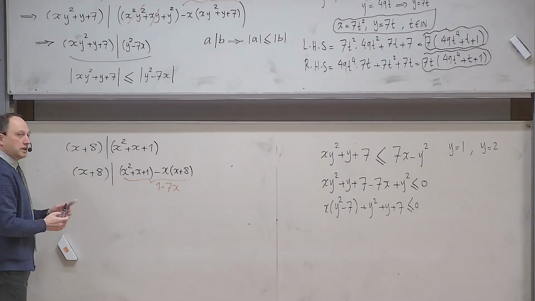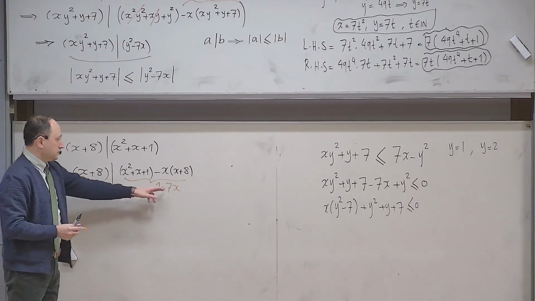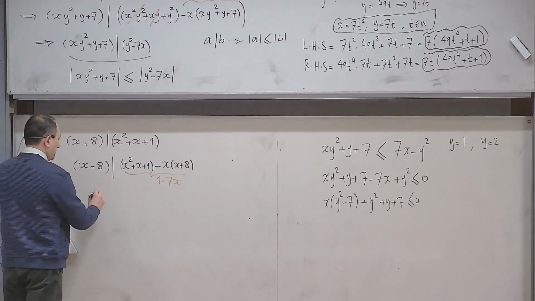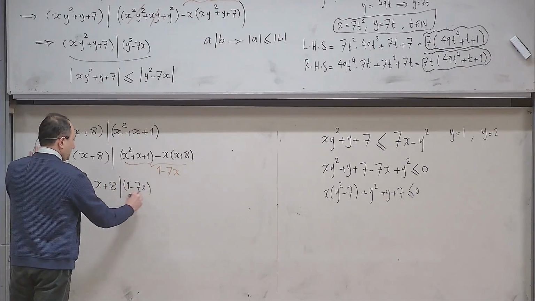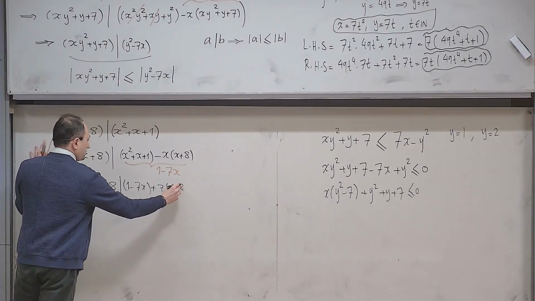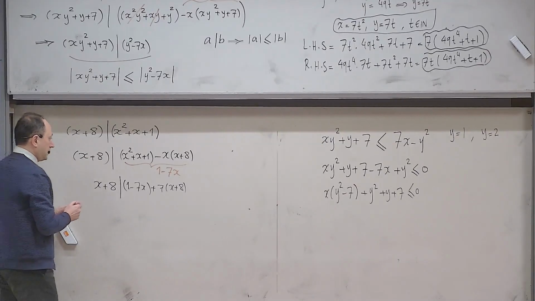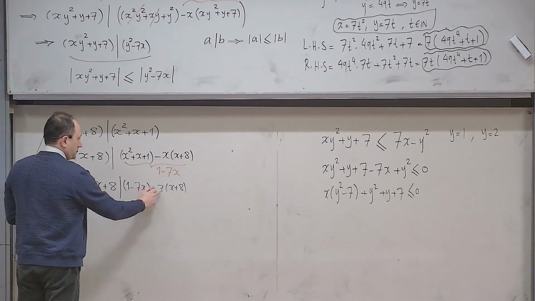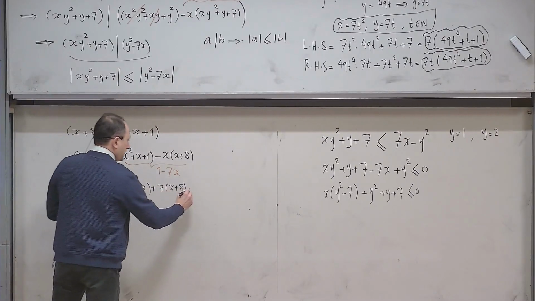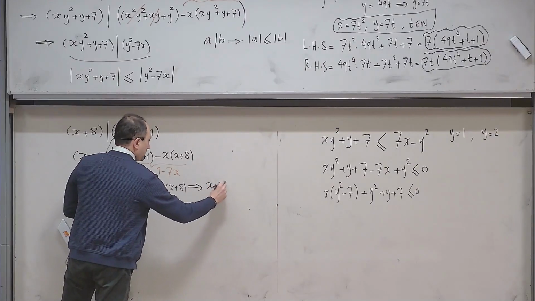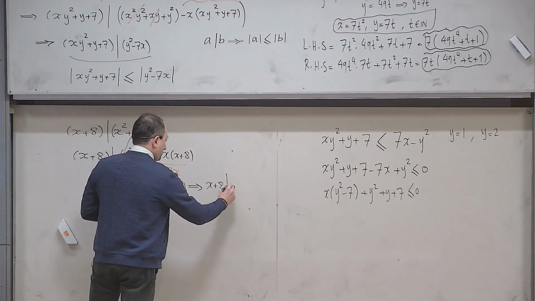Then what I do is add 7 times this to the right-hand side to get rid of this x. So this becomes x plus 8 divides 1 minus 7x plus 7 times x plus 8. I'm just using the same theorem that I described for you in the beginning. Now this 7x will cancel that 7x. 7 times 8 is 56, plus 1 is 57. So this means that x plus 8 should divide 57.